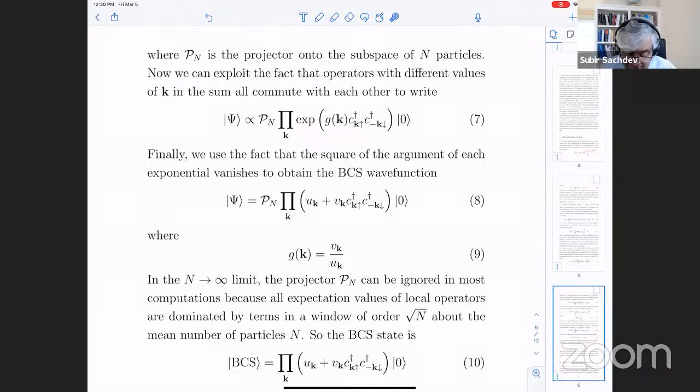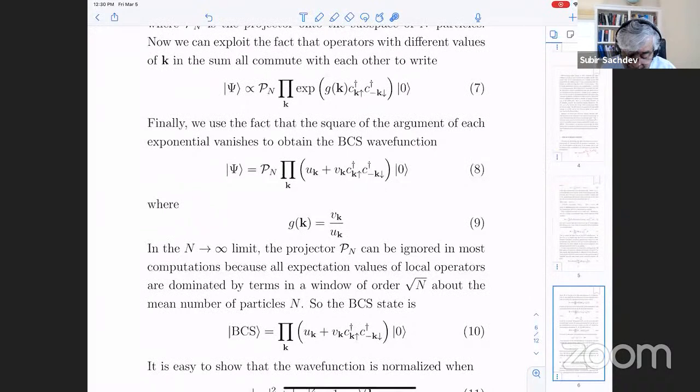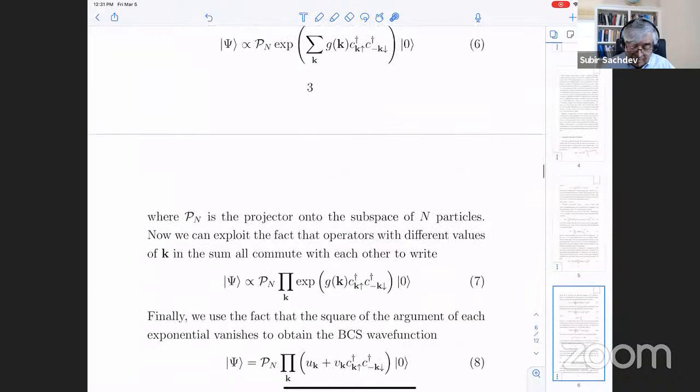And then you pull out, it's conventional to write g_k as v_k over u_k, and there's some overall normalization constant we're not keeping track of. So it becomes, this is how you write it: u_k plus v_k c dagger k up, c dagger minus k down, with the projection operator. So this wave function is, without approximation, just a rewriting of this wave function here.